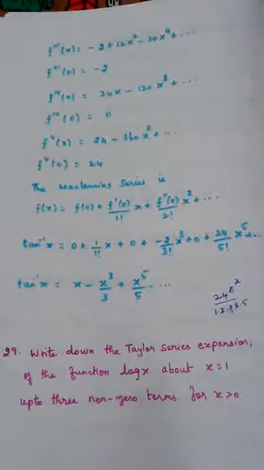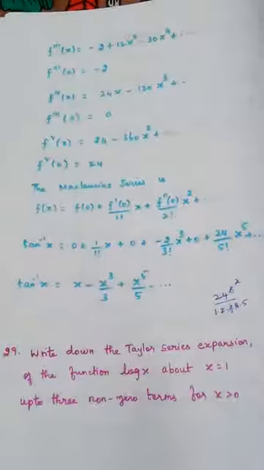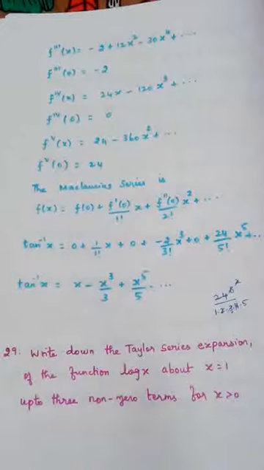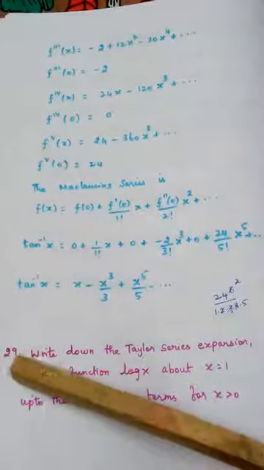Hope you will understand this. Everything is based on Maclaurin series formula. How many terms that we need to write? Minimum 3 terms. Sum number 29.